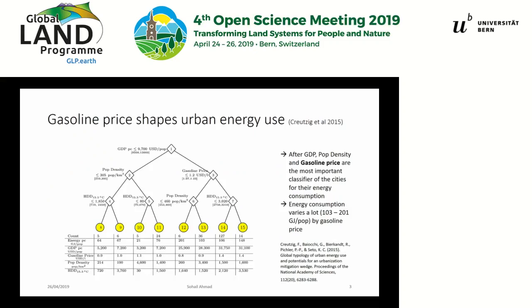For example, in a previous study by Felix and colleagues, they looked at overall global city consumption. When he did a typology of cities globally, of course population density is one of the classifiers, but gasoline price is also a classifier. So for cities with lower gasoline price and higher gasoline price, the per capita energy consumption is, for example, 201 GJ per person, and it varies from 103 to 201. Gasoline price is one of the classifiers for this kind of consumption.